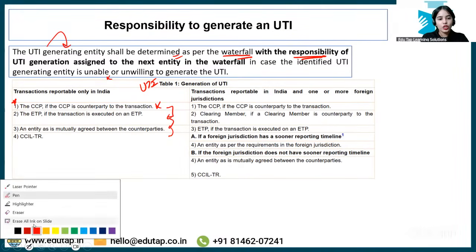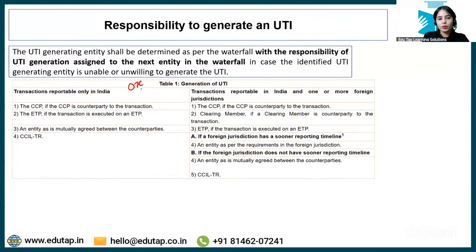That is the idea. So first, for the over-the-counter derivative transaction, the central counterparty, if there is a central counterparty, will have to generate the UTI. If it is unwilling to generate the UTI, then the electronic trading platform through which the transaction is happening will have to generate the UTI.